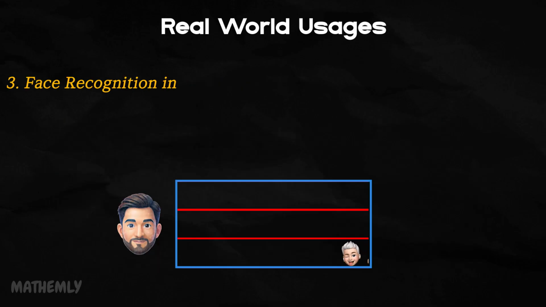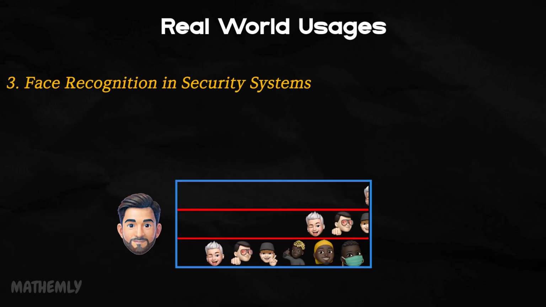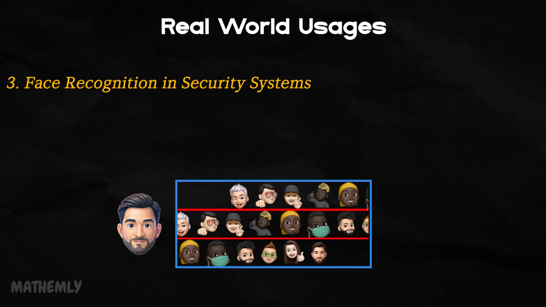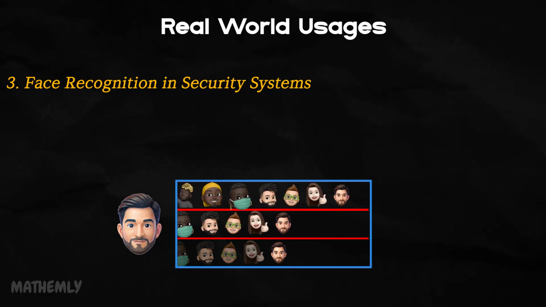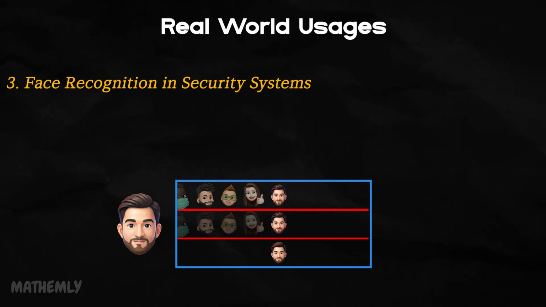Facial recognition in security systems. Many security and surveillance systems rely on SVM for facial recognition. The algorithm is trained to recognize facial features and distinguish between different individuals. Whether it's unlocking your smartphone or verifying identity at secure locations, SVM helps in accurate and efficient facial detection.